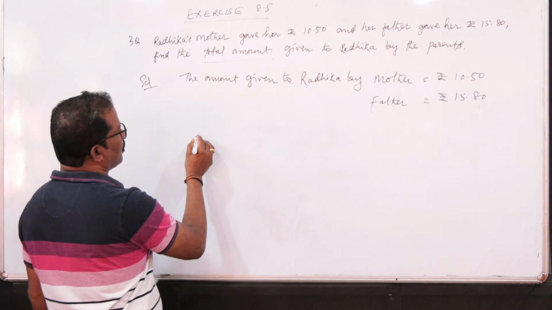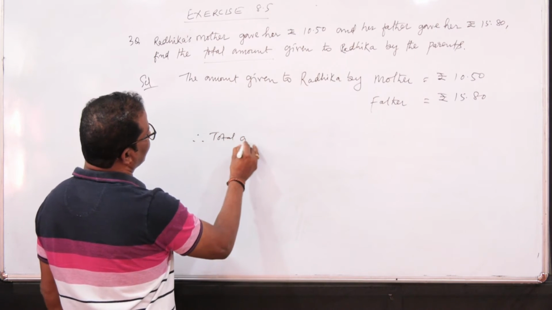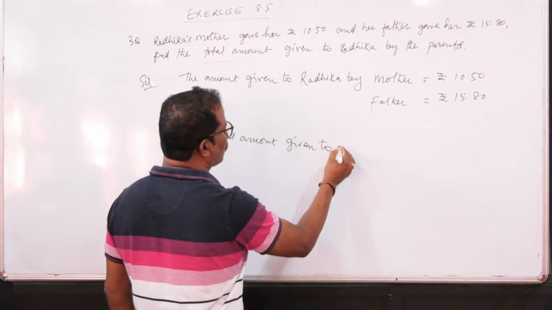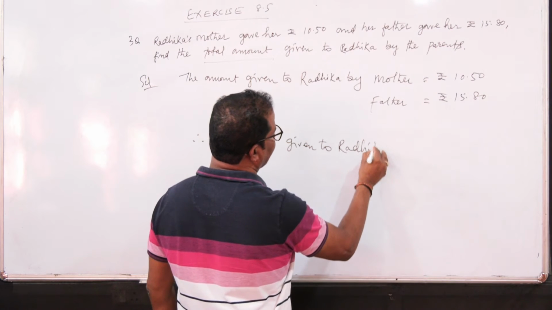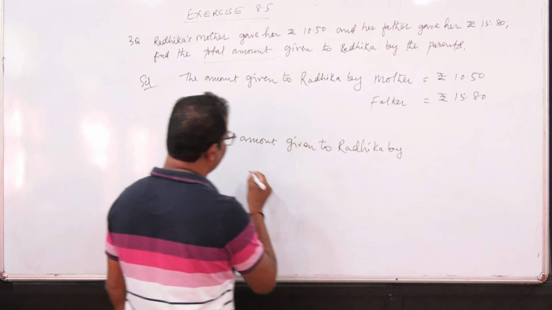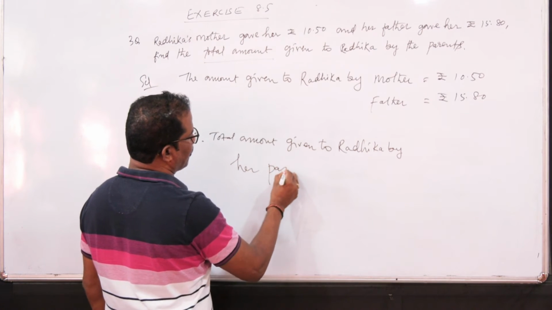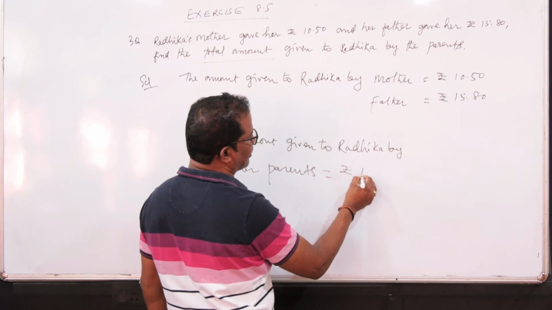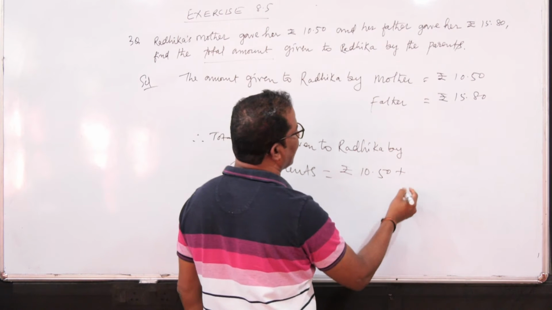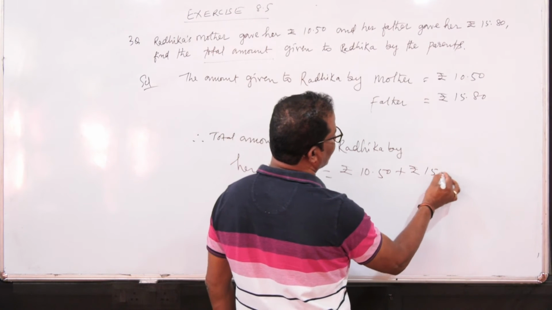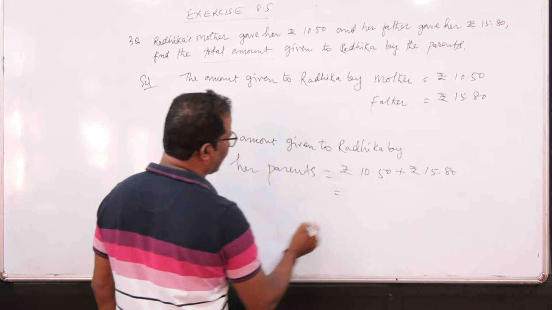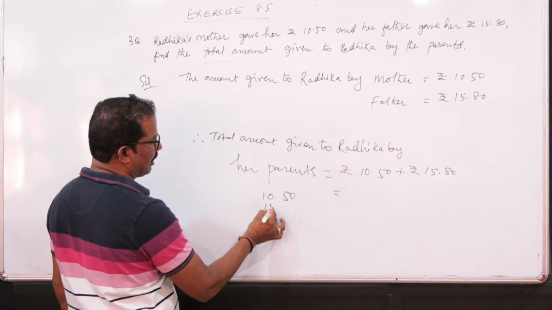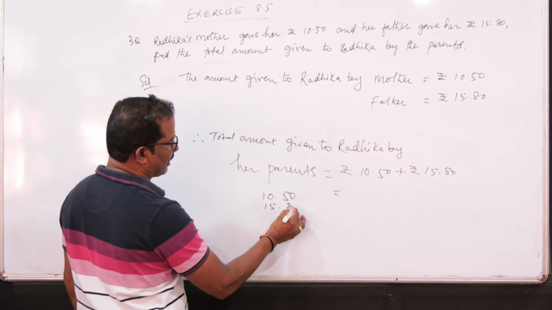So therefore total amount given to Radhika by her parents is equal to both the amounts, that is 10 rupees 50 paise and 15 rupees 80 paise. So we can add both amounts like this, 10 rupees 50 paise and 15 rupees 80 paise.